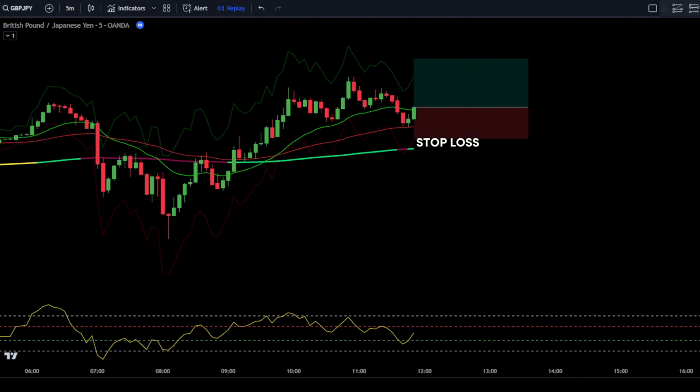Place your stop loss at the ATR line below the candlestick. Set your take profit target using a risk to reward ratio of 1 to 1.5.